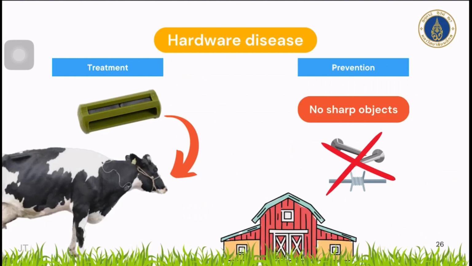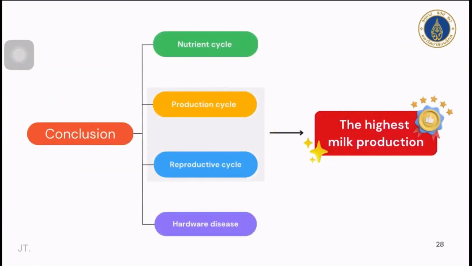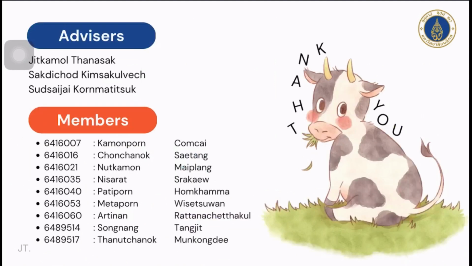It can be treated by having the cow swallow a magnet stick, and the best preventive way is keeping the feed, feeder, and cow lot free of sharp objects. From all that said, it can be seen that this graph represents the nutrient management, production, and reproduction cycles. As for nutrients, we need to feed a proper ratio of food that suits the changing production and reproduction cycle. When it's combined with management to prevent hardware disease, all this management will help this farm reach the highest milk production. Let's bring the presentation to the end.